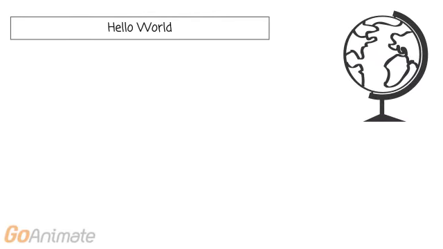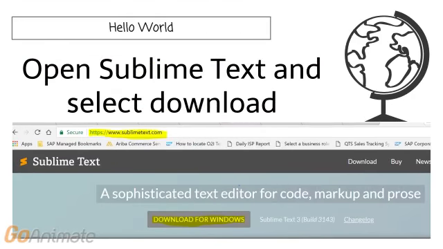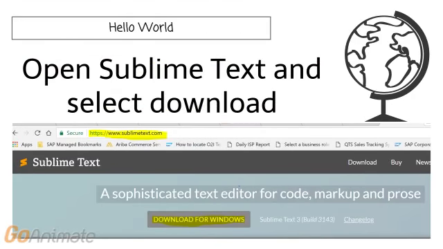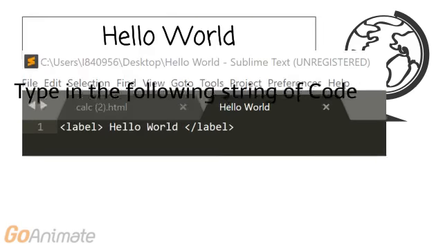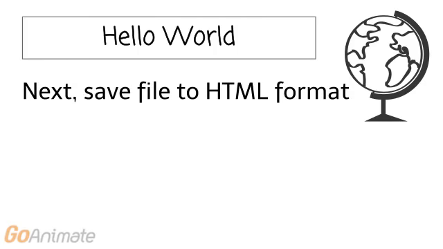Download Sublime Text in your web browser. Type in the following sample string of code. Code is written as label hello world /label. Next, save the file to HTML format. The following slides will provide guidance on these steps.